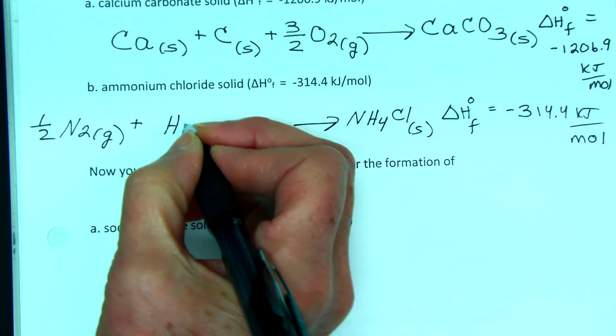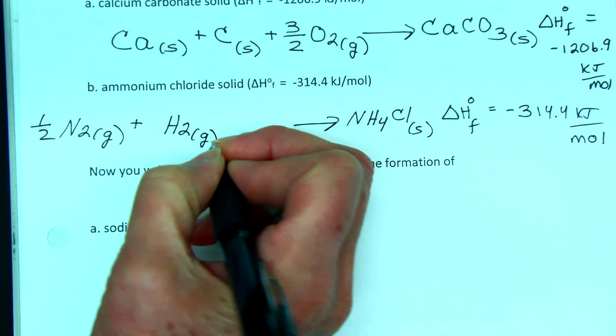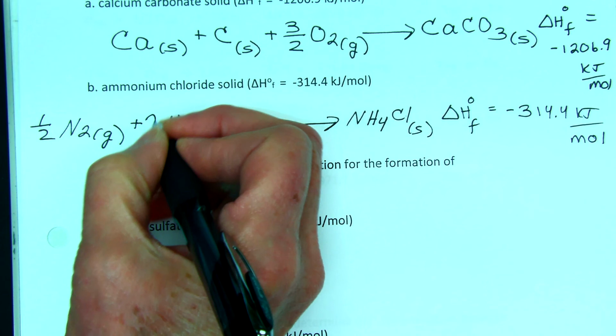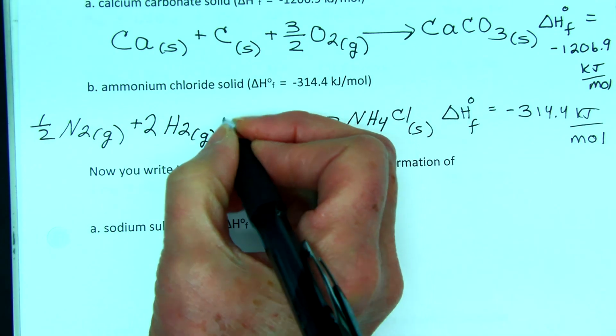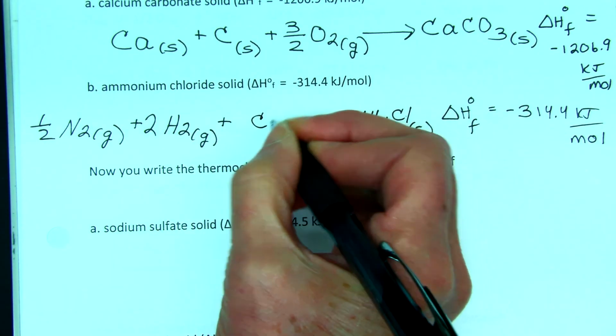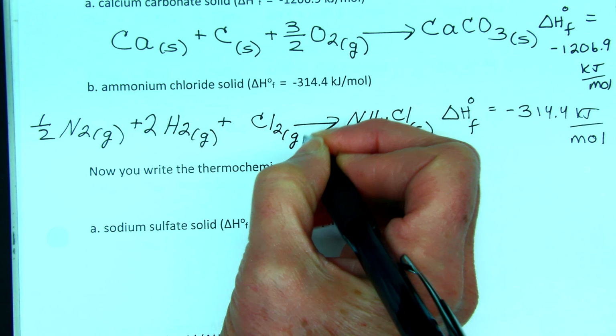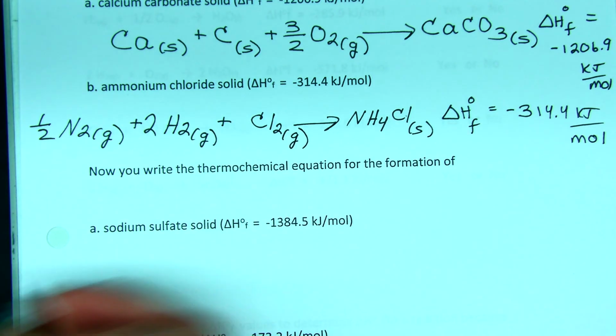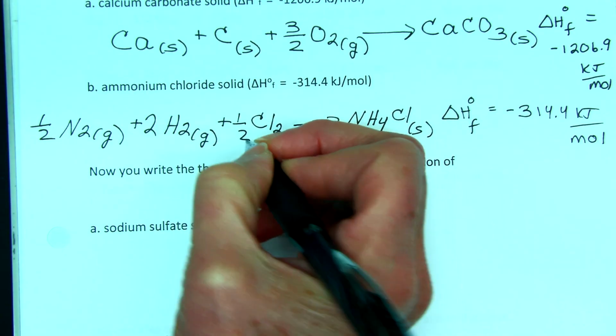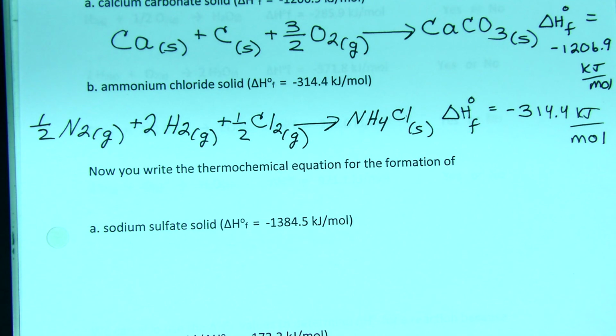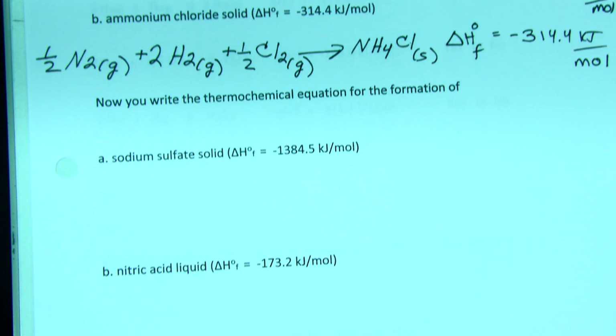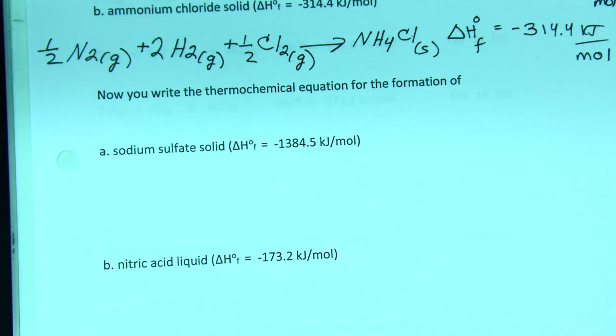Some hydrogen comes as a diatomic gas, and I need 4 of them. So I need 2 there, and what else? Chlorine, also a diatomic gas. How much chlorine do I need? 1/2. So now I have a balanced thermochemical equation for the formation of ammonium chloride. So now, just go ahead, take a moment at your seats, and you do those.